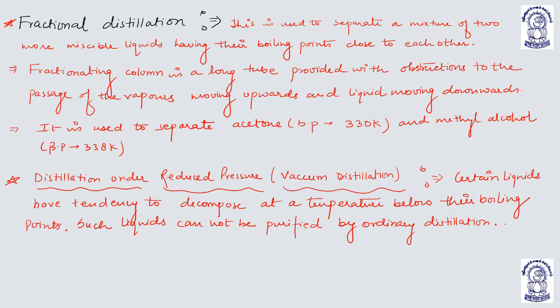So liquids which get decomposed below their boiling points need to be separated from their mixture. It becomes very hard to separate them because the moment we increase the temperature, before they reach their boiling point, they get decomposed. So that is why this method, vacuum distillation or distillation under reduced pressure, is used. For example, glycerol boils with decomposition at 563 Kelvin.